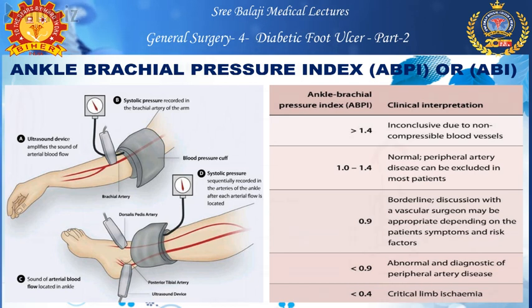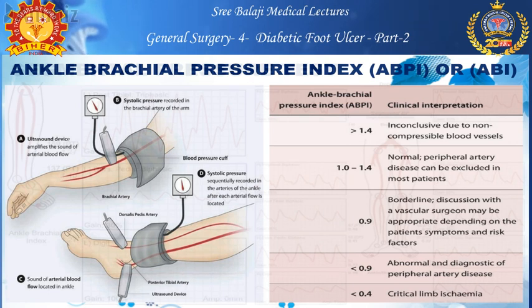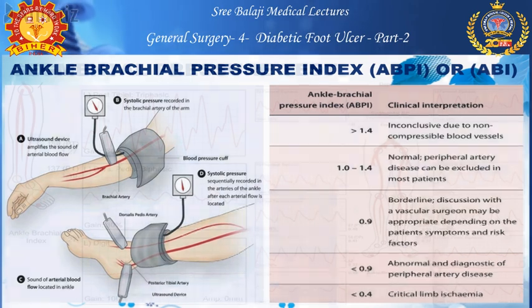Then segmental pressure test. Multiple blood pressure cuffs are tied at varying levels in the limb and pressure recordings are identified, and then based on the difference you can identify the level of stenosis.